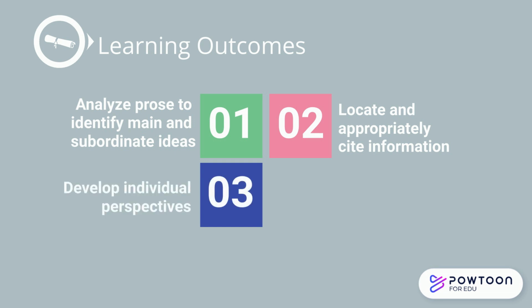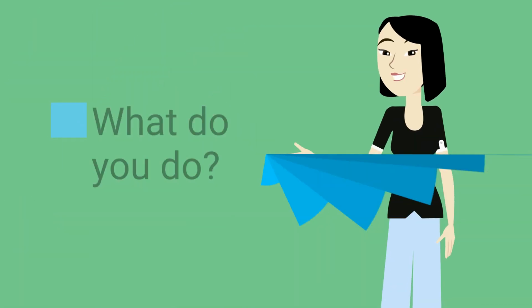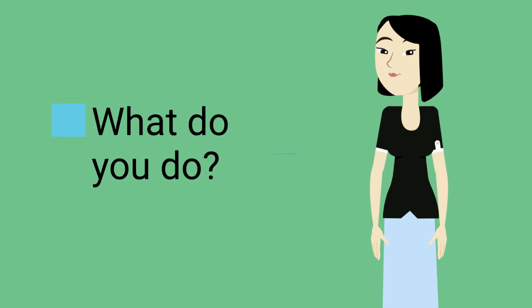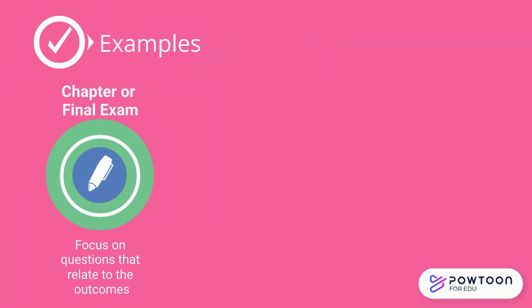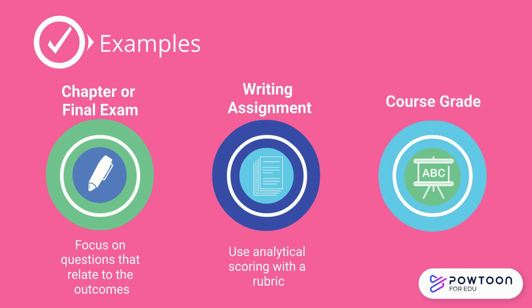So what do you do when you're talking with a faculty member about grades versus assessment? Sometimes it's good to start with the assignment and give examples of how assignments can be adapted. For instance, if there is a chapter or final exam, perhaps the faculty member can focus on the questions that relate to the outcomes and not the entire exam.